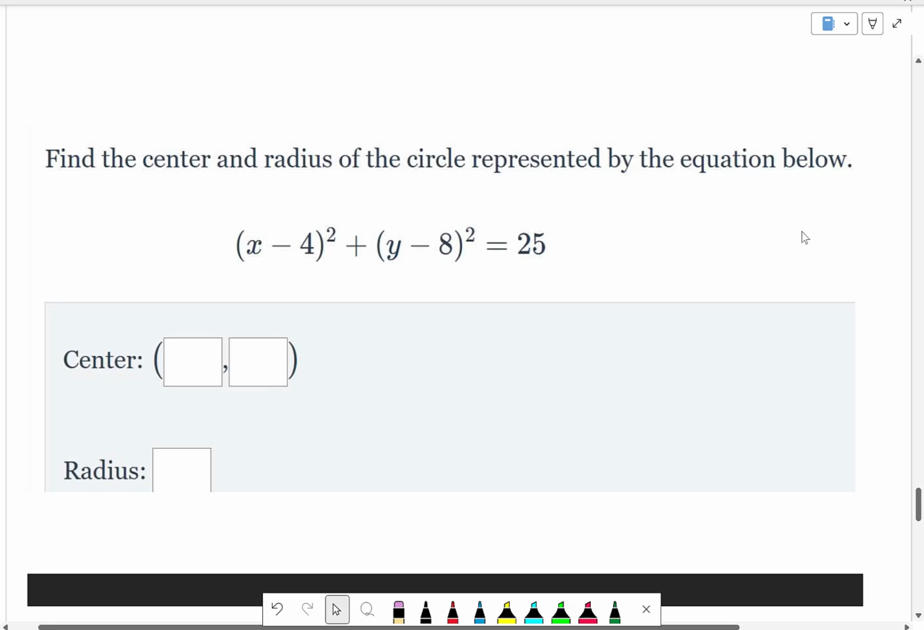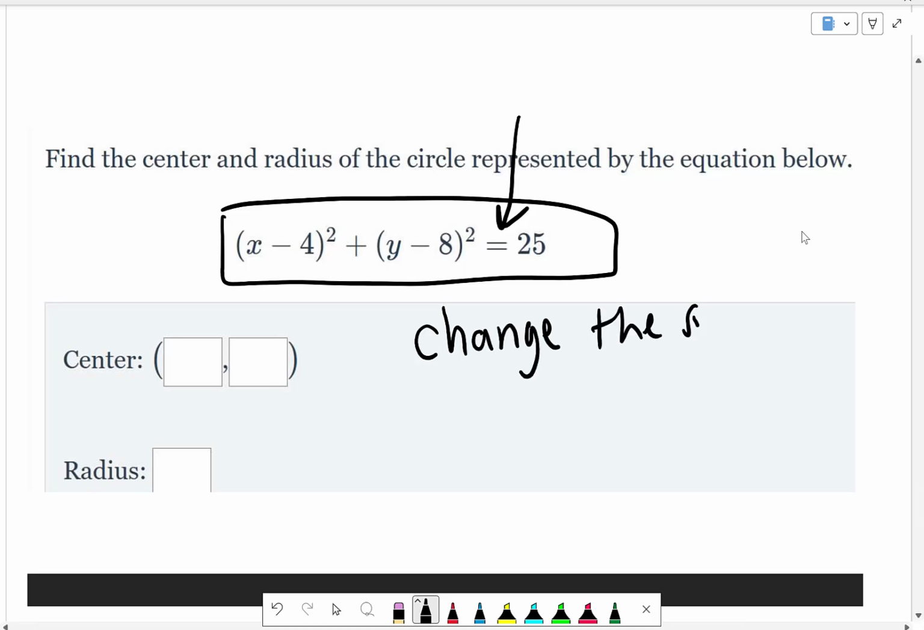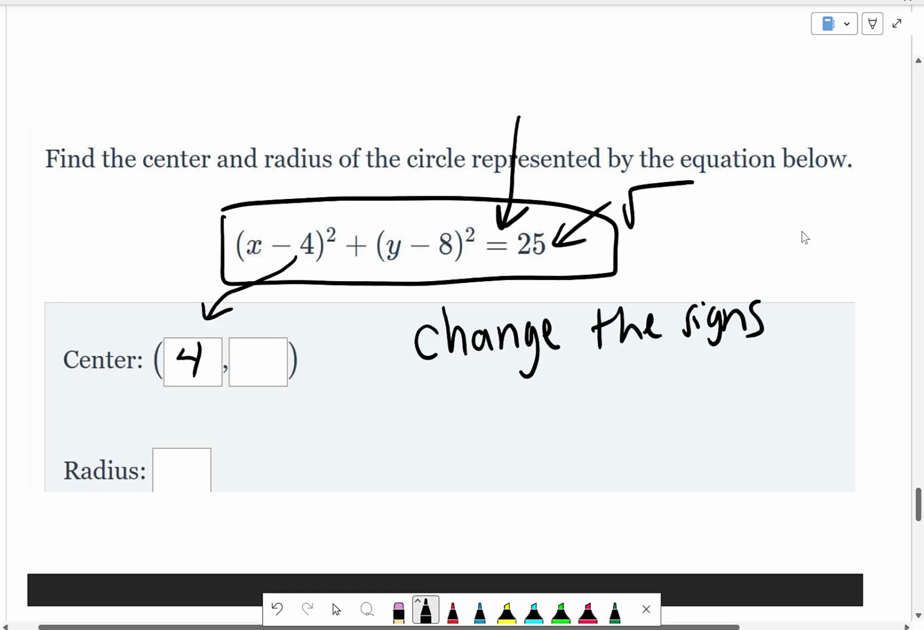All right, so here's my equation. All right, this is the equation. All you have to do is change the signs. And then you have to do the square root of 25. So that's a -4 is now positive, -8 now positive.